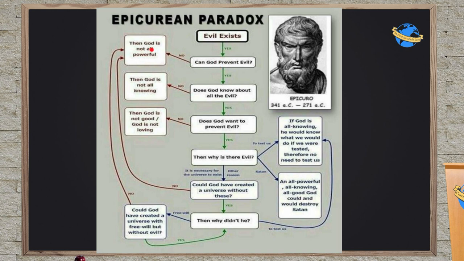If the answer is no, then God's not all-powerful. Okay, so if the answer is yes, does God know about the evil? If the answer is no, then God's not all-knowing. If the answer is yes, does God want to prevent evil? If the answer is no, then God is not good and God is not loving. But if the answer is yes, he does want to prevent evil, then why is there evil in the first place? So you see the paradox at work here. There cannot be an all-good, all-knowing, and all-powerful God if evil exists.